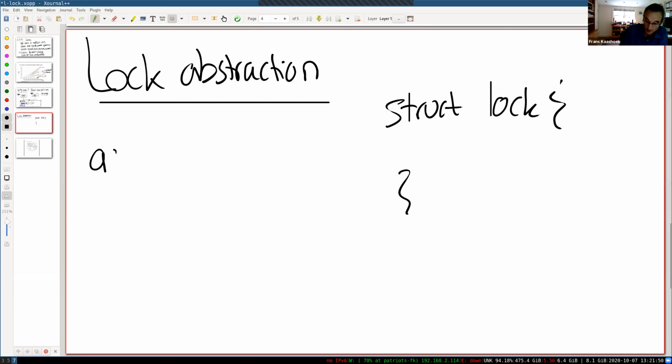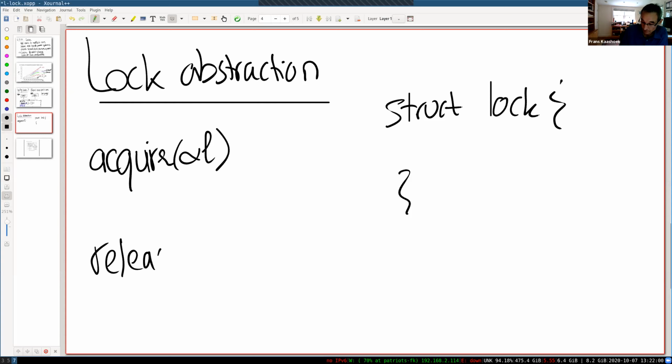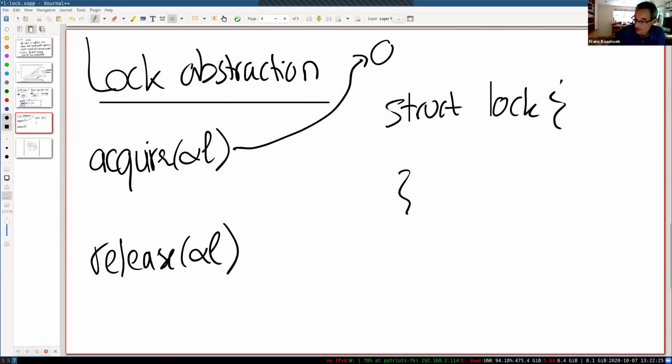There are only two calls in this abstraction: acquire, which takes a pointer to a lock struct, and release, which also takes a pointer to the lock struct to update the lock object. The rule is that acquire enforces the following: only one process can acquire the lock.